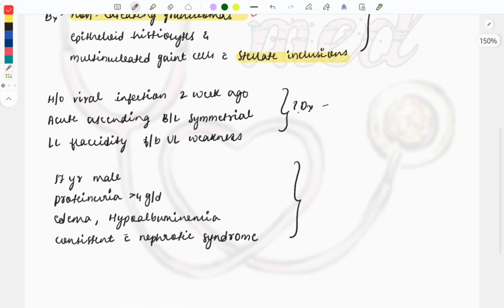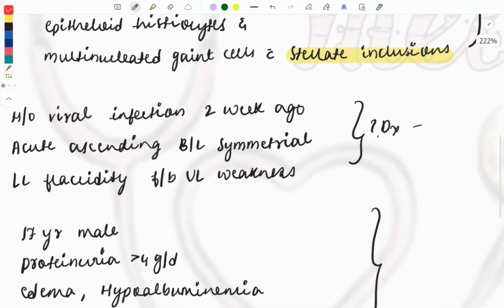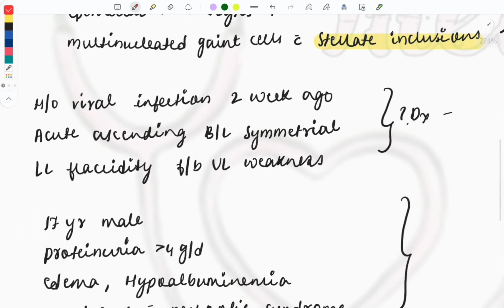Then moving on to the third question. A patient with a history of viral infection 2 weeks ago now presents complaining of acute ascending bilateral symmetrical lower limb flaccidity followed by upper limb weakness. So what will be the diagnosis?